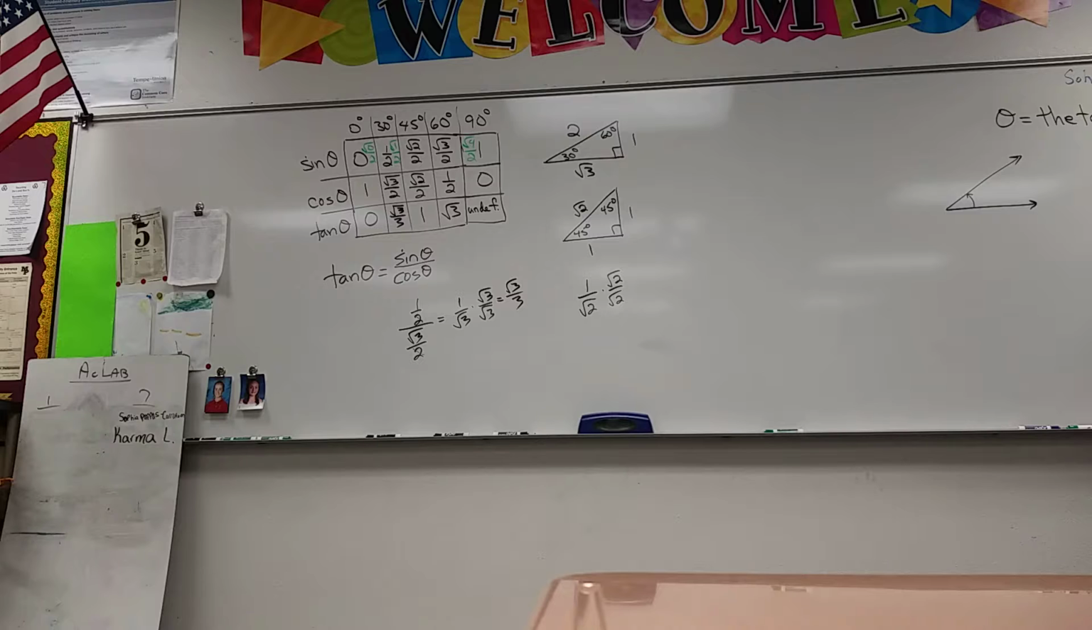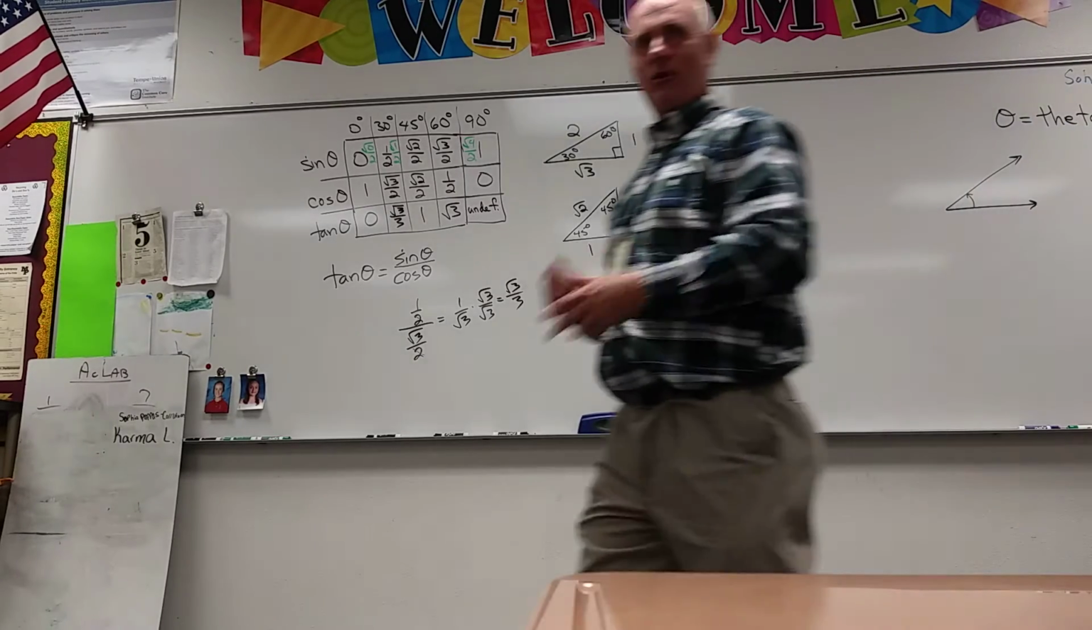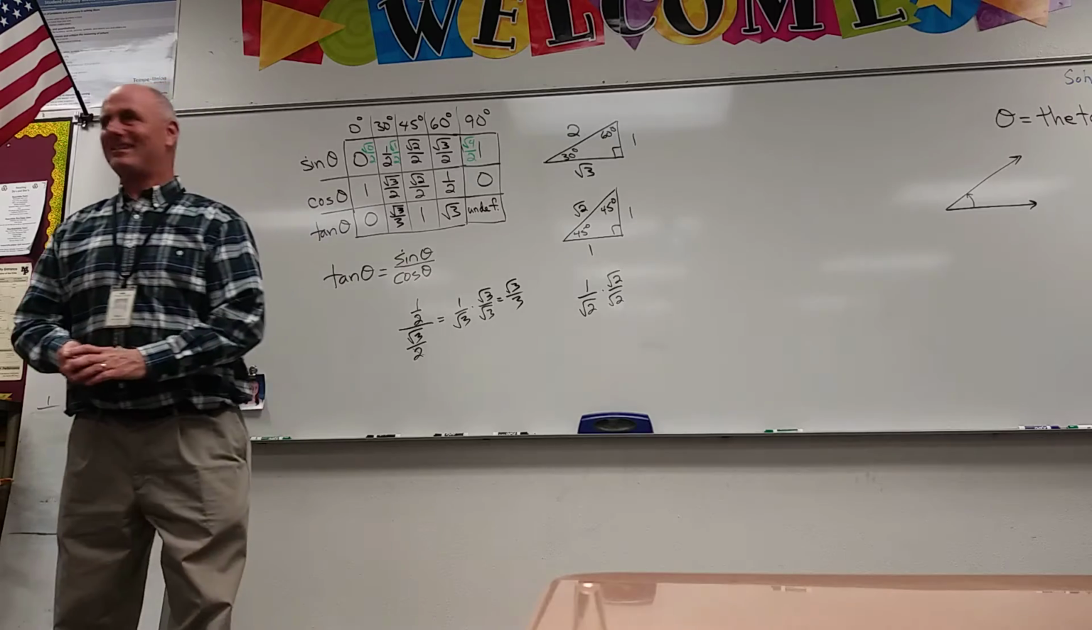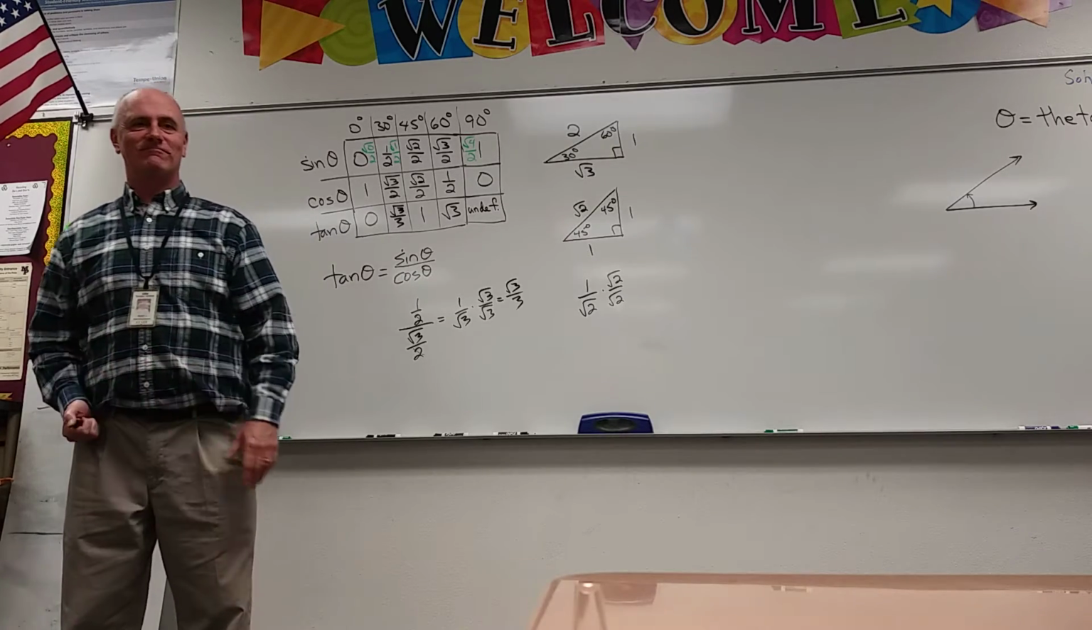An angle has 2 sides. One side is called the initial side, and the other side is called the terminal side. The initial side, we're going out on a limb here, is where the angle starts, and the terminal side is where the angle ends.